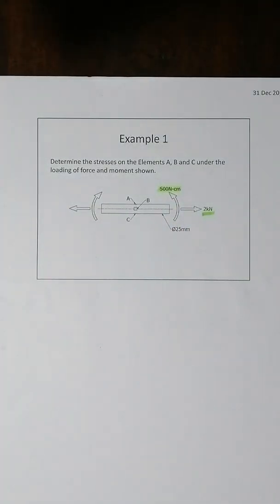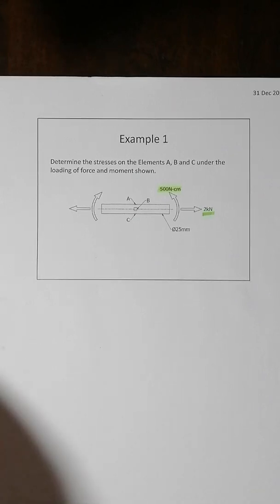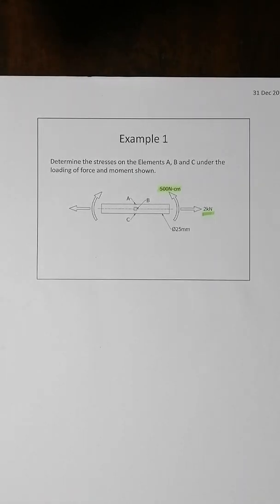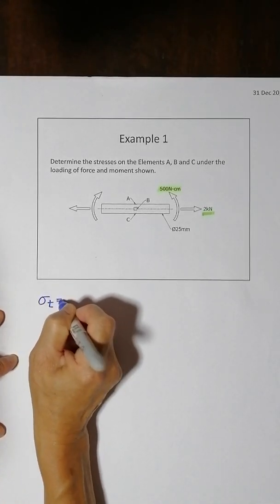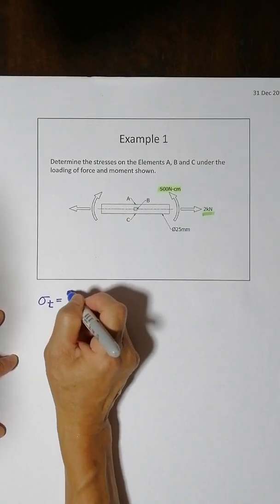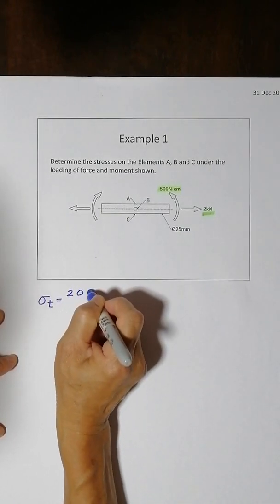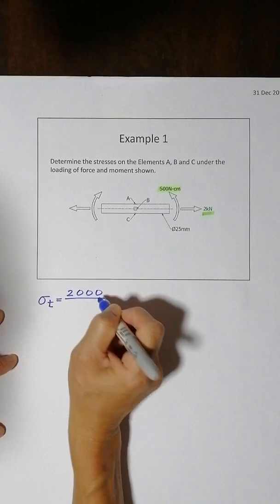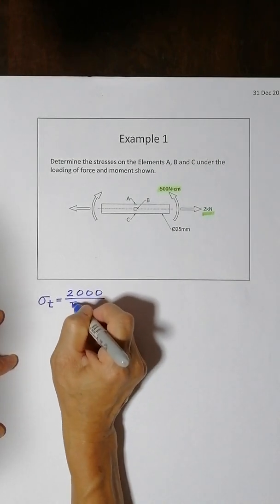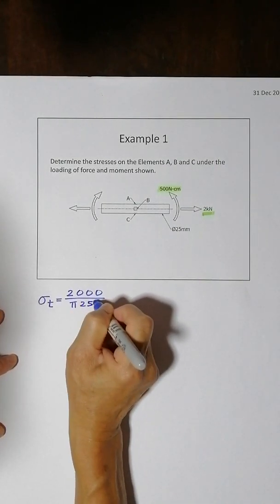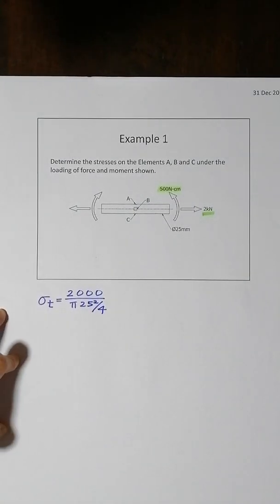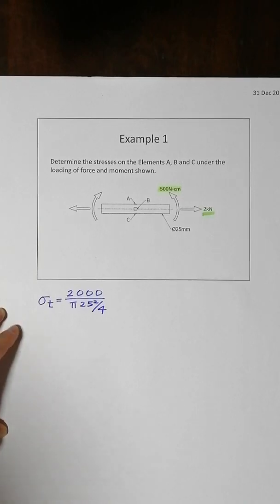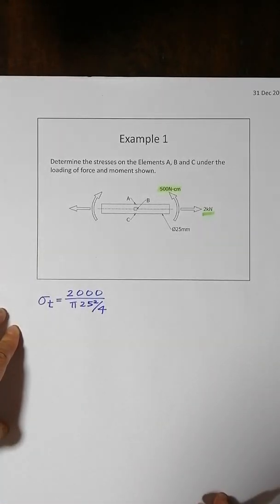So now let's convert this force into the values that we have. So we say tension force equal to force over area. So I got 2000 Newton divided by the area, pi 25 squared over 4. Area of a cylinder, area of a circle is pi d squared over 4.